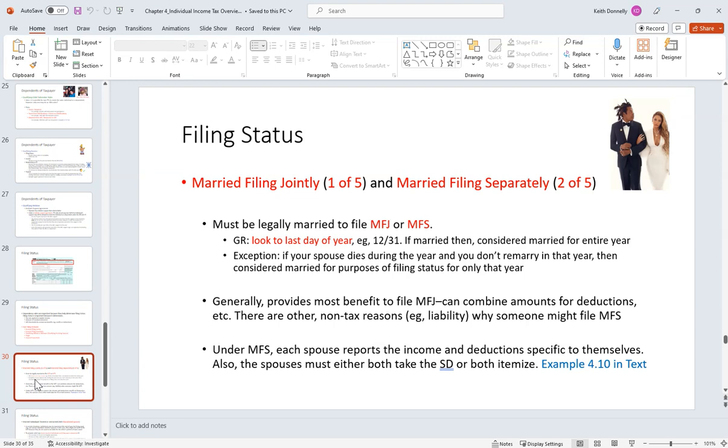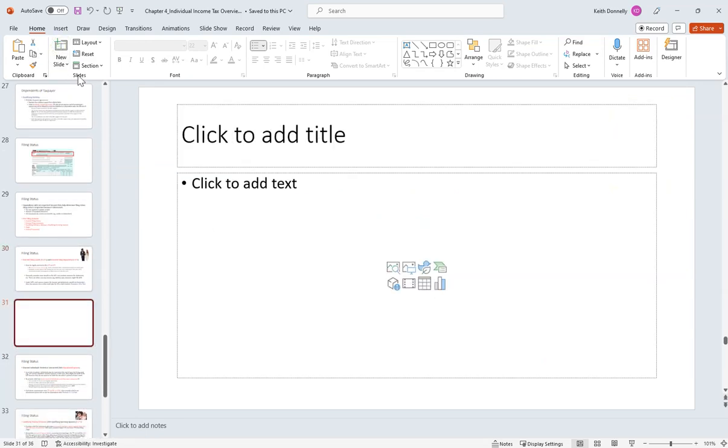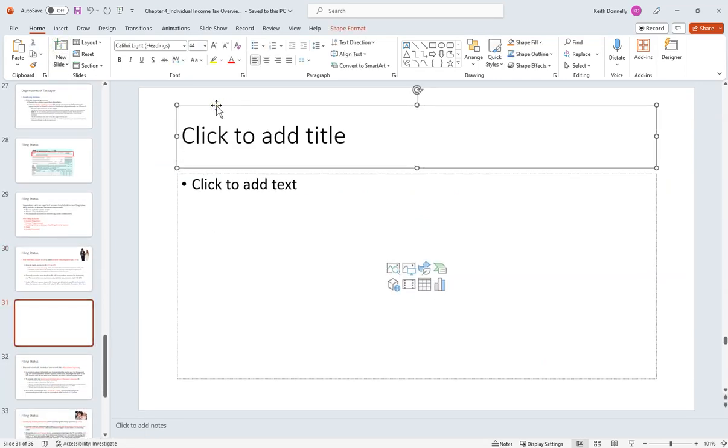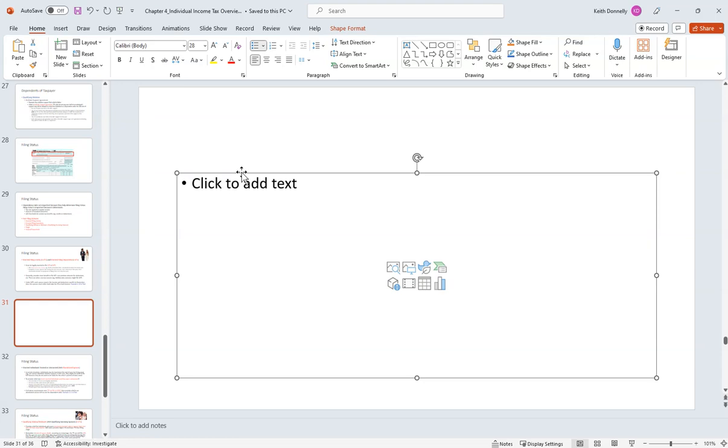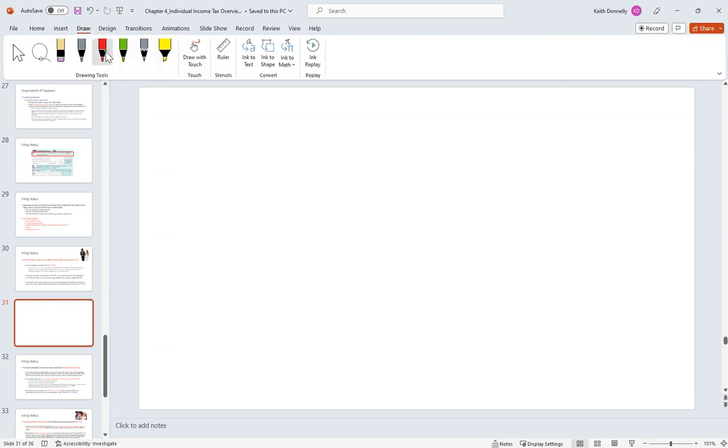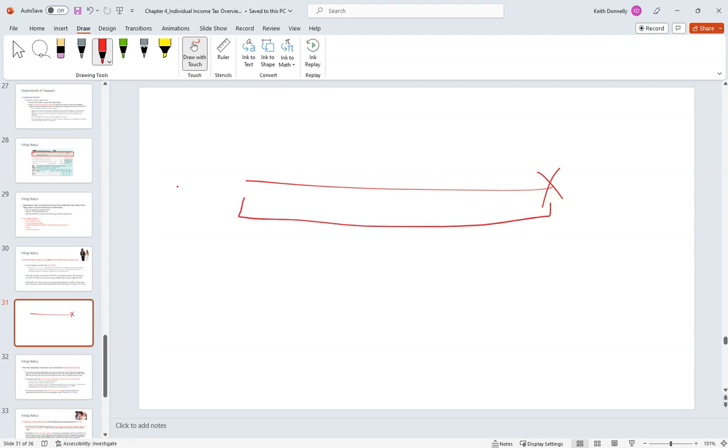In any event, what do we do here? We look to the end of the year. So let me draw this out. If you're married at the end of the year, then we're going to treat it like you're married for the entire year. So that's the test. If you're married at 12/31, you're married for the entire year.